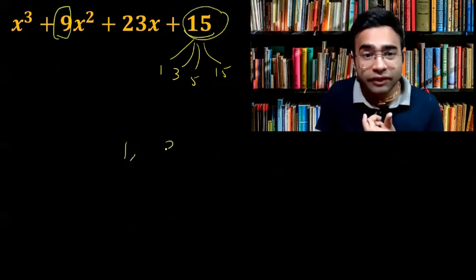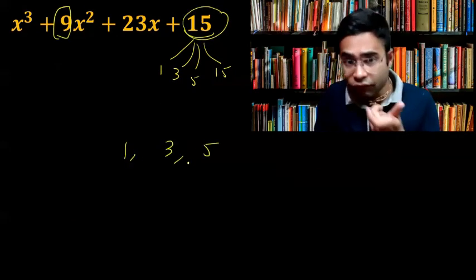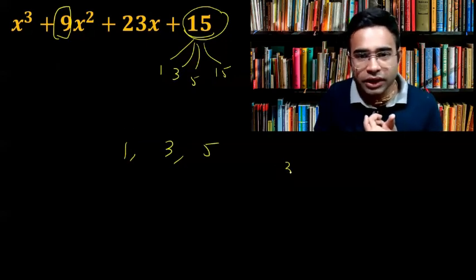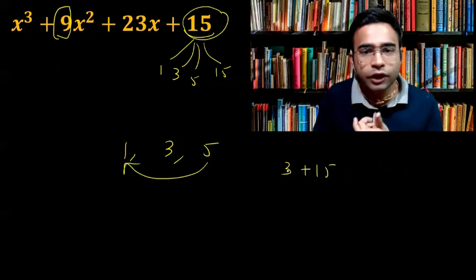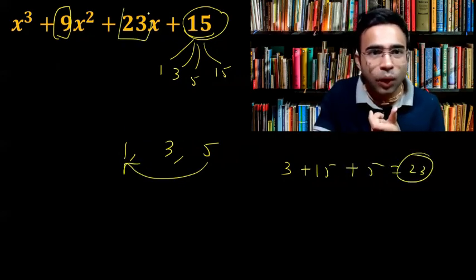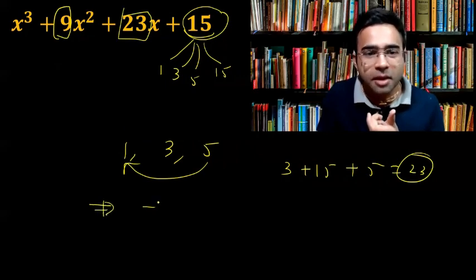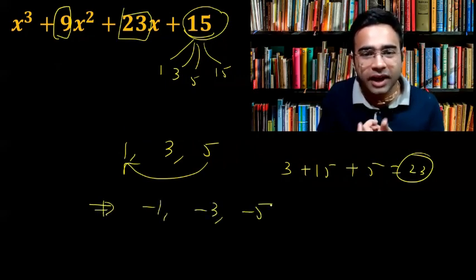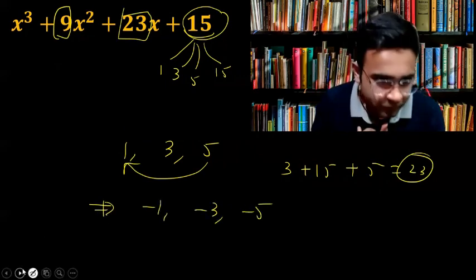And kids, we have done it. 1, 3, 5. Verified, kids. 1 into 3 is 3, 3 5s are 15. 5 into 1 is 5. Is it 23? Yes. Wow. So the answer is what? -1, -3, -5. Wasn't that quick, kids?